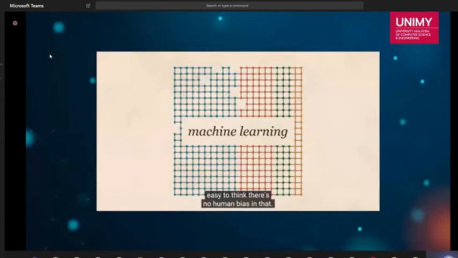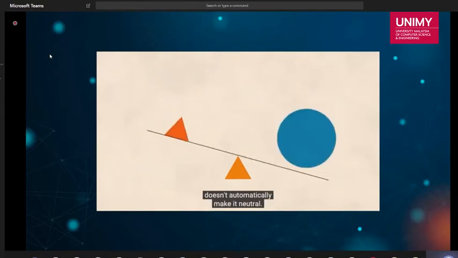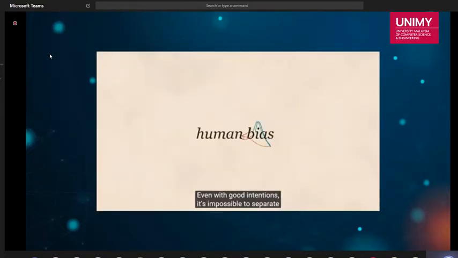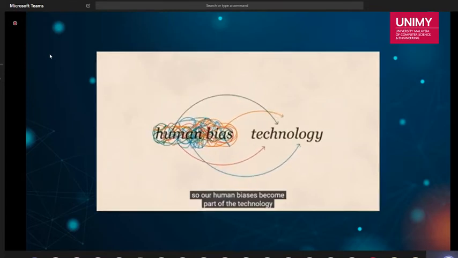So it's easy to think there's no human bias in that. But just because something is based on data doesn't automatically make it neutral. Even with good intentions, it's impossible to separate ourselves from our own human biases. So our human biases become part of the technology we create in many different ways.